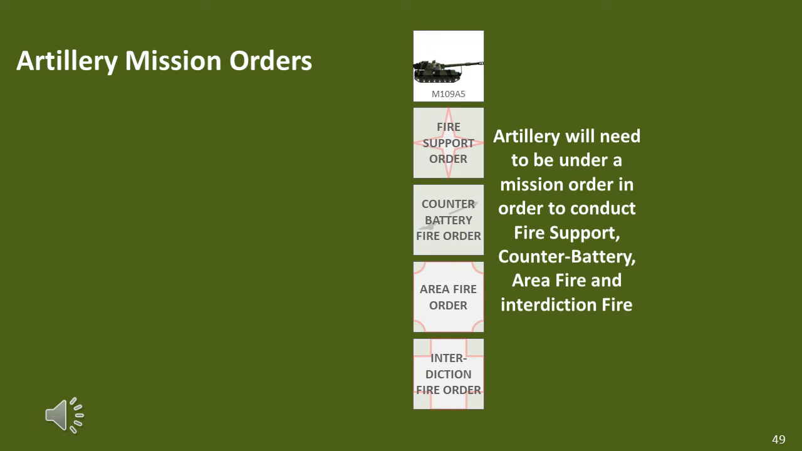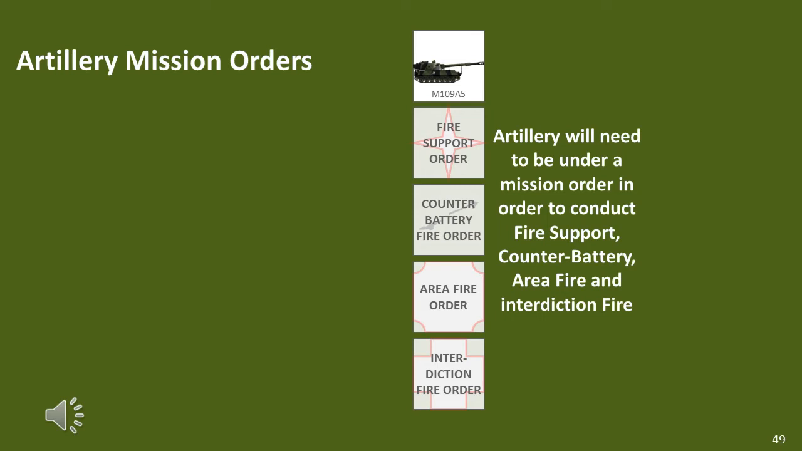The next factor to consider is the mission order the artillery element is currently under. This represents the artillery element preparing for a specific action, so if an artillery element is under an area fire mission, then that's all it could do. It could not provide fire support instead. A new mission order would need to be provided.